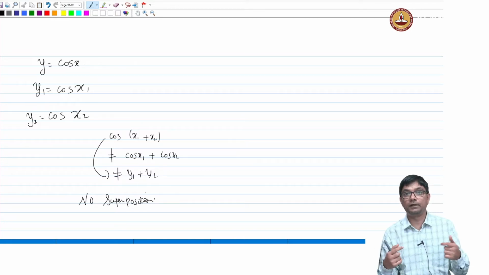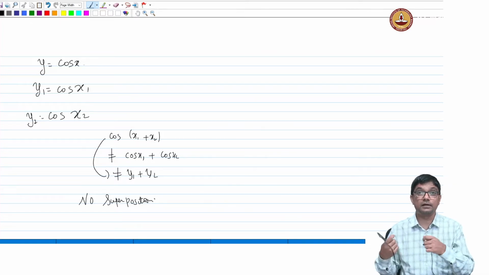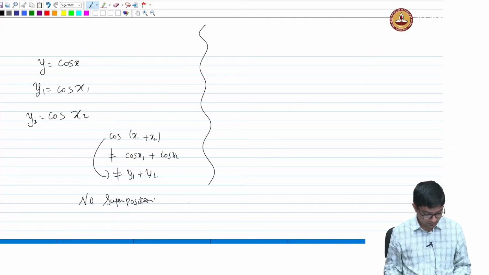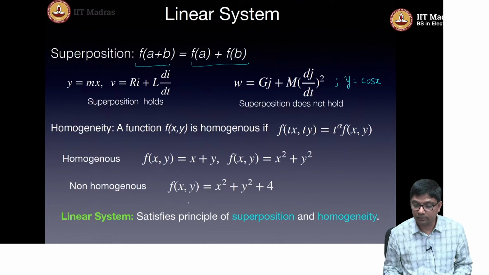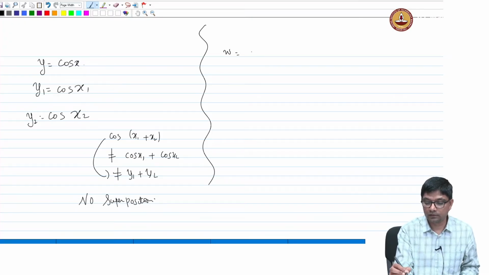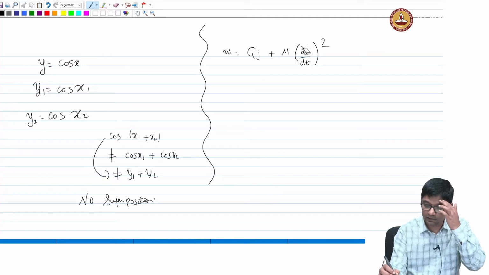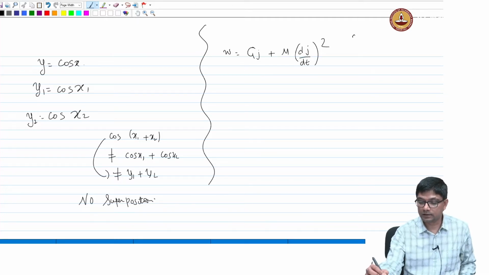Okay. So the thing that we learned, that if I reduce the voltages by half, the current reduces by half and so on, is not holding here. Similarly, what is the other example here? W equal to G times J plus M times (dJ by dt) whole square. I'll write it a little better, where W and J are functions of t.